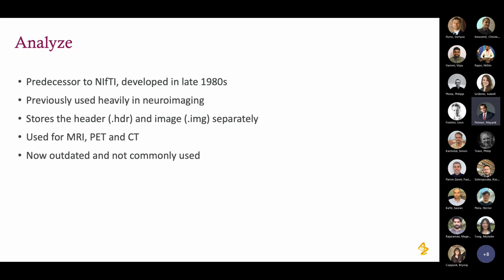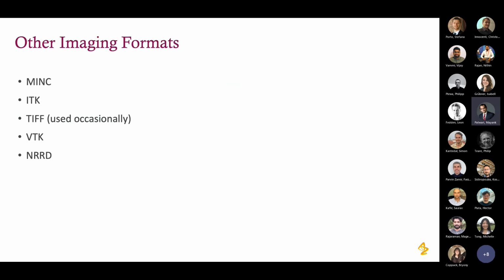There are also some other imaging formats. There's MINC, ITK, PTK, NRRD. There's TIFF, which is a standard digital imaging format, but still sometimes used. I think I've seen this used for MIF images, but I don't know the details about that. But these are imaging formats which are less popular and not dealt with so much in the context of medical image processing.